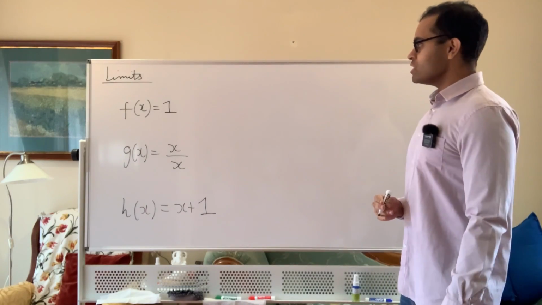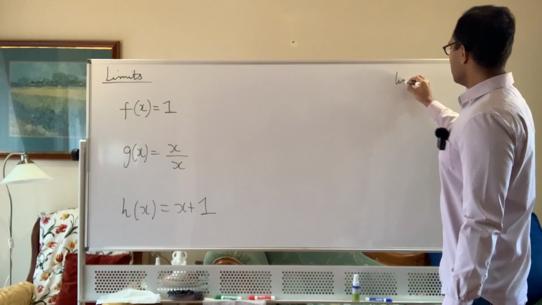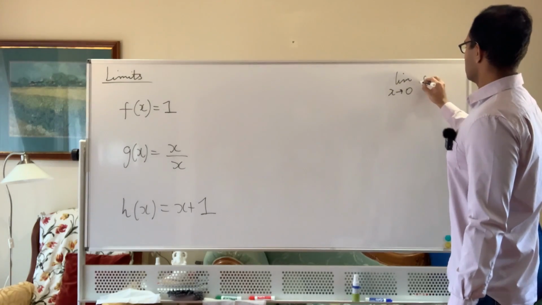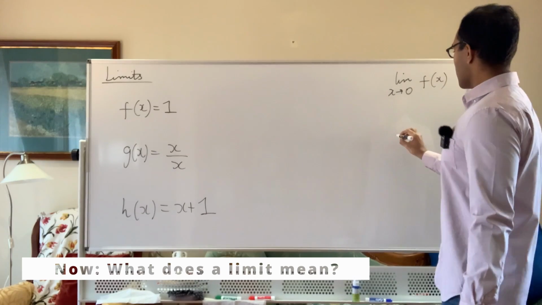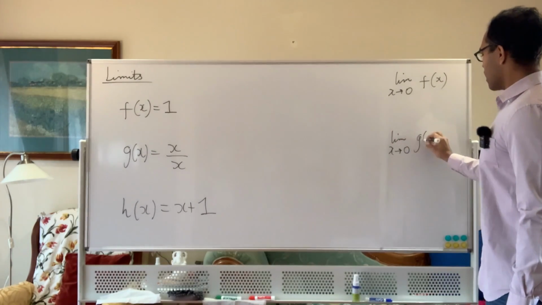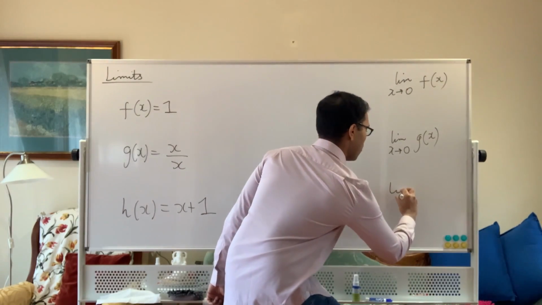And what we're interested in is the following quantity, which I'm going to write down all over here: the limit as x approaches 0 of each of these functions. The limit as x goes to 0 of f of x, the limit as x goes to 0 of g of x, and then the limit as x goes to 0 of h of x.